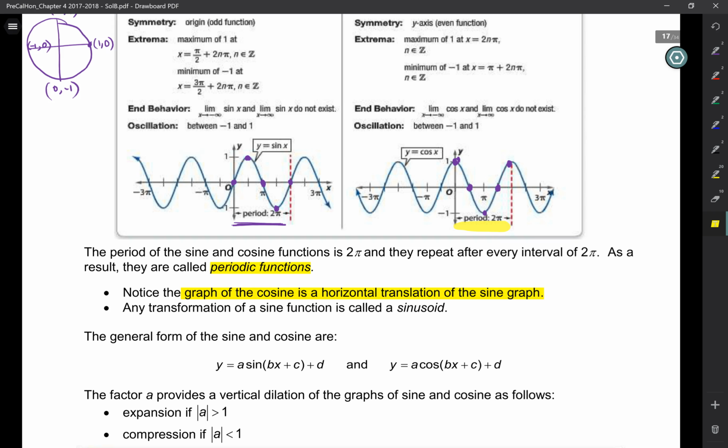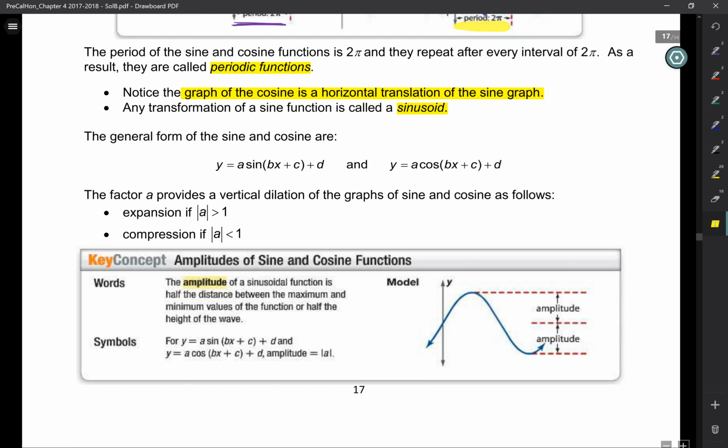So you see how the sine and cosine are related. Basically I could horizontally shift the sine and get a cosine. So the cosine is based on the graph of a sine. Graphs that are based on a sine graph are called a sinusoid. Okay? All right, so what do these sine and cosine equations look like?